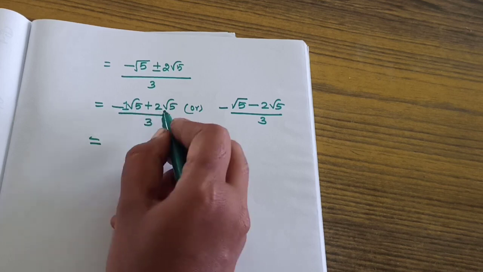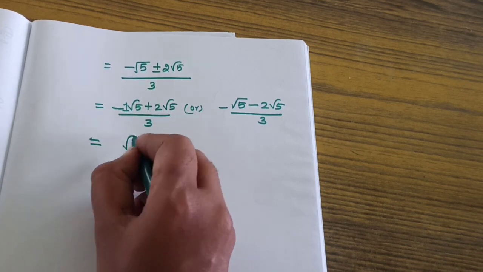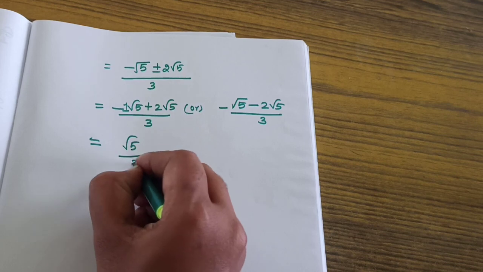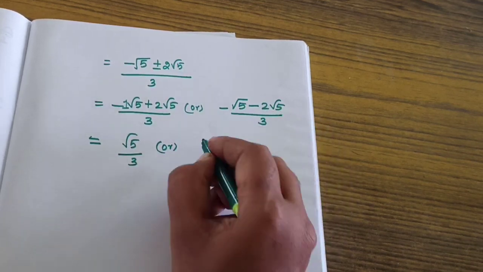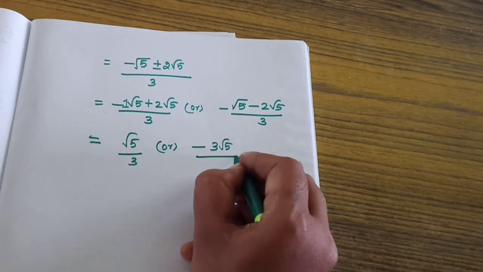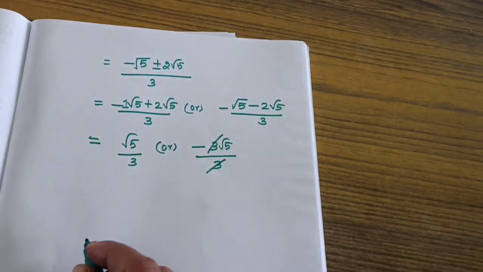Different sign, no? Subtract and put the largest number's sign. Subtracting means root 5 will come positive by 3, or here same sign, you need to add it. So minus 3 root 5 by 3. 3 and 3 get cancelled. So this is the answer.